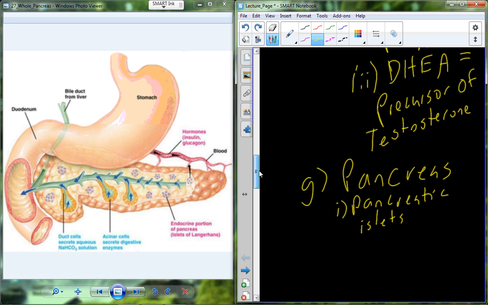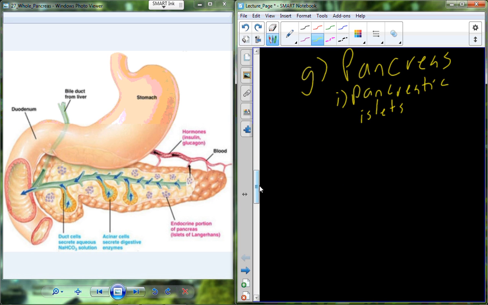Okay, so the pancreatic islets. Now, why are they called an islet? Well, because they resemble a small island in the sea of the acinar tissue. This island, or the pancreatic islet, is going to be composed of five different types of cells.